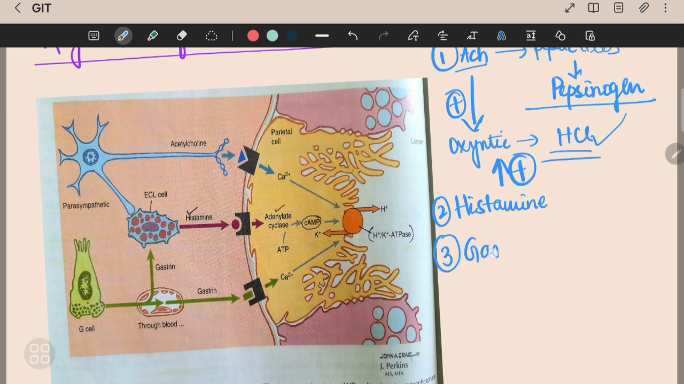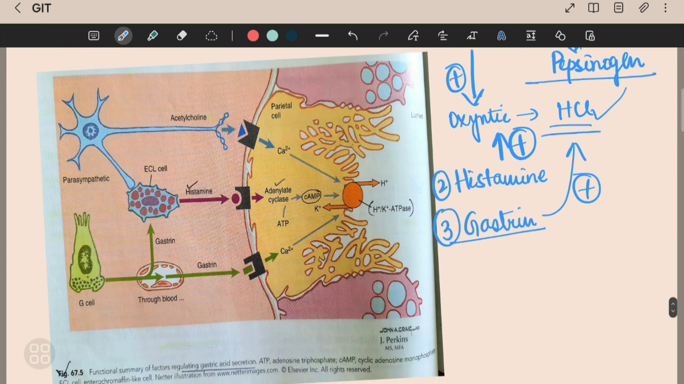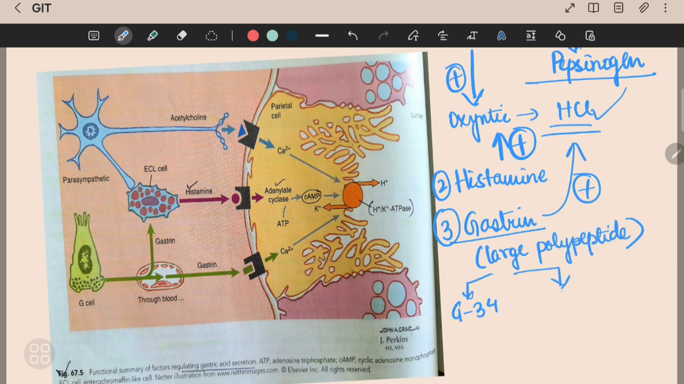Similarly, gastrin is a local hormone produced by the G cells. Where are the G cells present? They are mainly present close to the pyloric glands, in the antral portion, and they will also stimulate HCl production. So gastrin, histamine and acetylcholine all stimulate HCl production from the oxyntic cells. Gastrin is a large polypeptide secreted in two forms: the larger form is G34 and the smaller form is G17. Remember, this is very important.